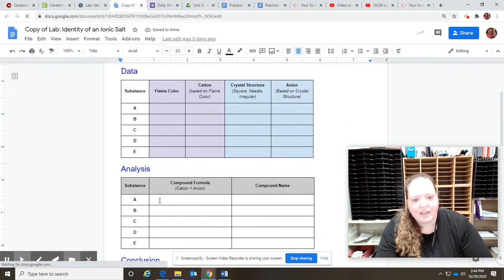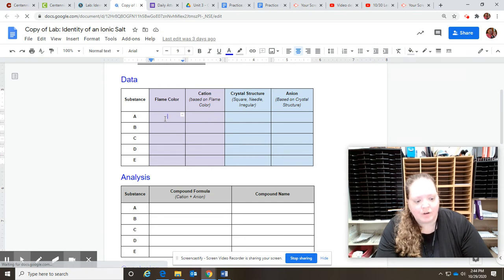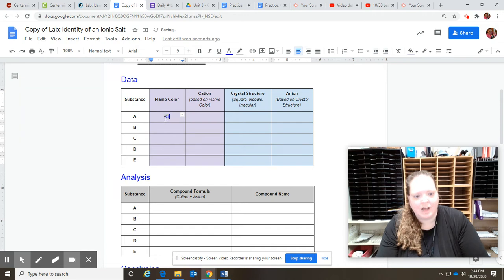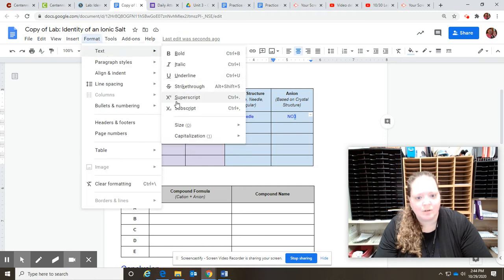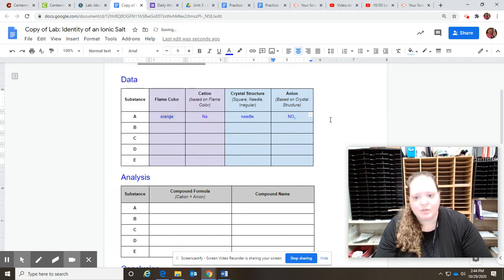If we go down and actually open up our lab document, you were able to fill in the flame color. For example, letter A, the flame color you should have gotten was orange, and based on the pretty picture, that would indicate sodium. The crystal structure you should have gotten here were needles, which would indicate nitrate, which would be NO3 with a 1 minus. If I format that so I get my subscript, that's what I would fill out.